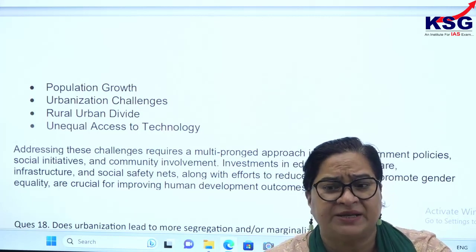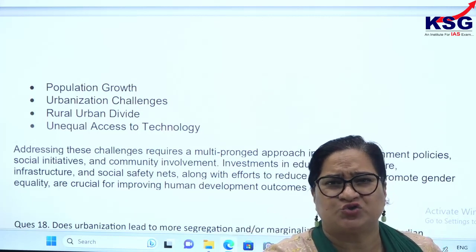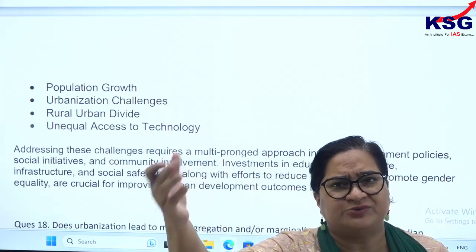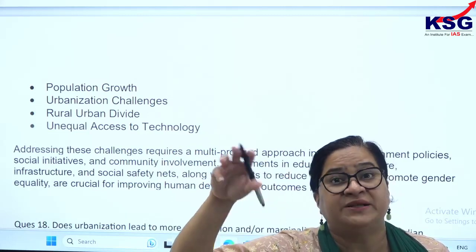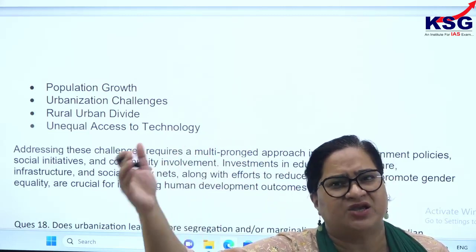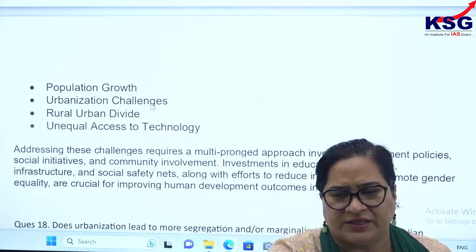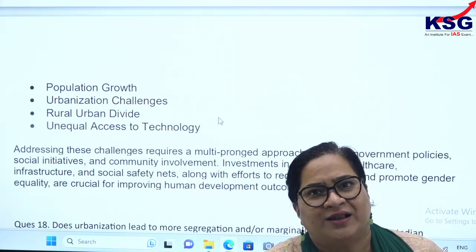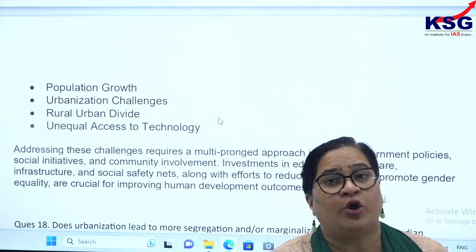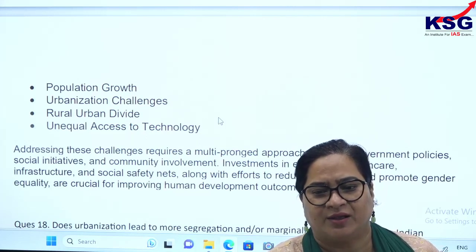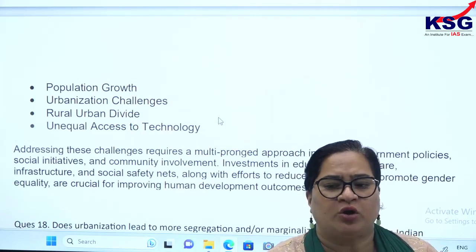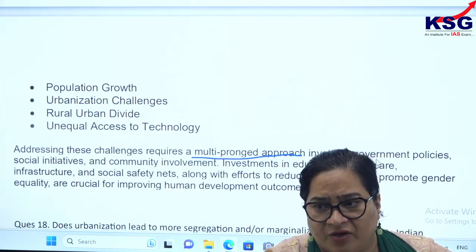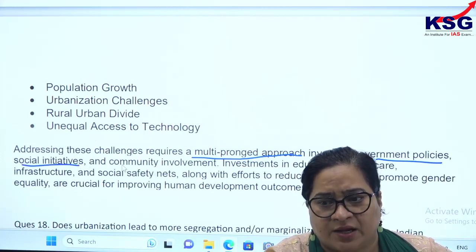Again, urbanization, the challenges pertaining to urbanization. So all the slums, ghettos, informal sector, bring in all the points. Urban rural divide, whereby development is urban centric most of the time, and distress migration takes place. So you can bring in all that. Unequal access to technology. Technology is the new oil, data is the new oil, and the community which is devoid of it is the one which will end up suffering. So you can talk about this, and then you can talk about how addressing these challenges requires a multi-pronged approach involving government policies, social initiatives, community involvement.